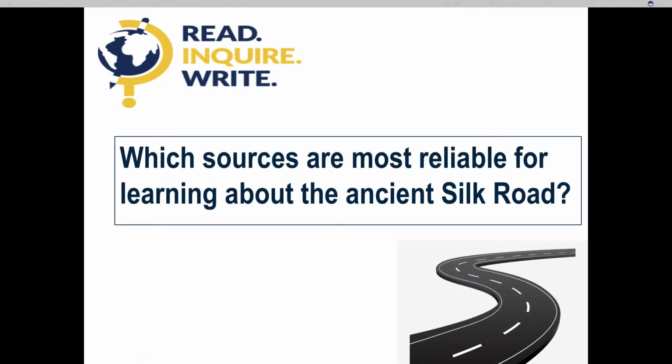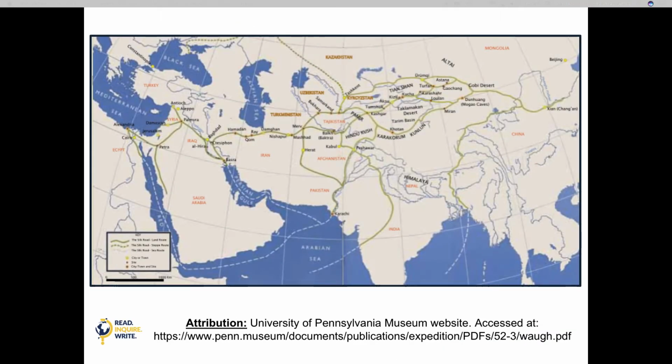So in this investigation, you're trying to respond to the central question, which sources are most reliable for learning about this ancient Silk Road? So what was the purpose of the Silk Road and where was it? The Silk Road was an ancient land and sea trading route where people bought and sold goods. The route, the green line you see here in this map, connected Europe, North Africa, and Asia.